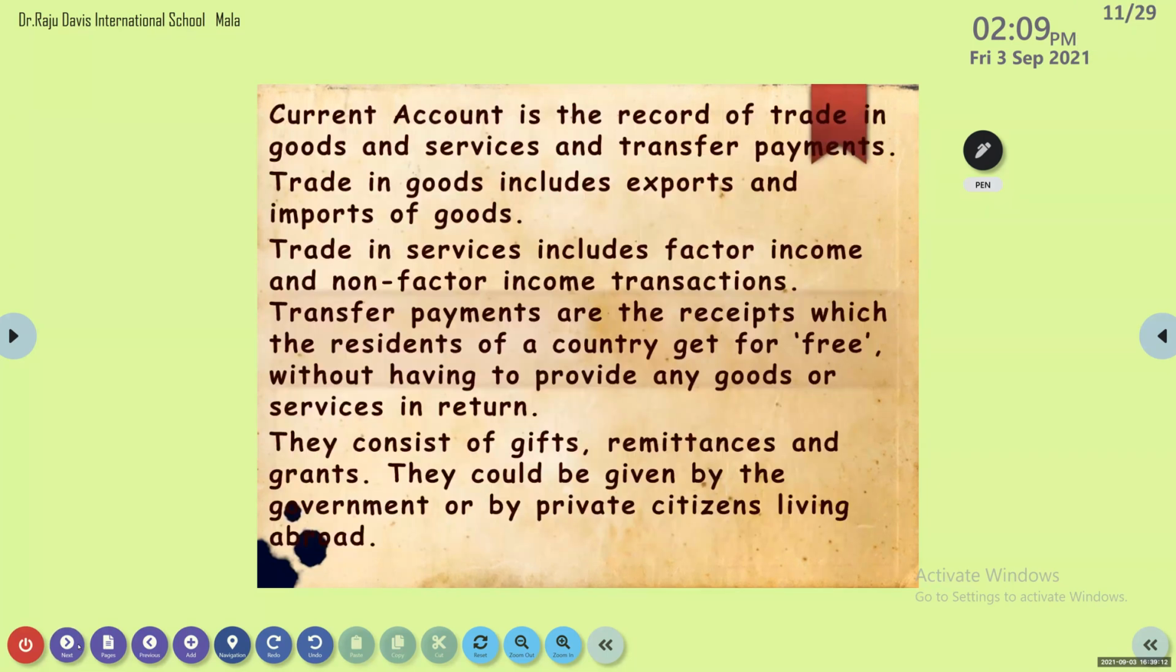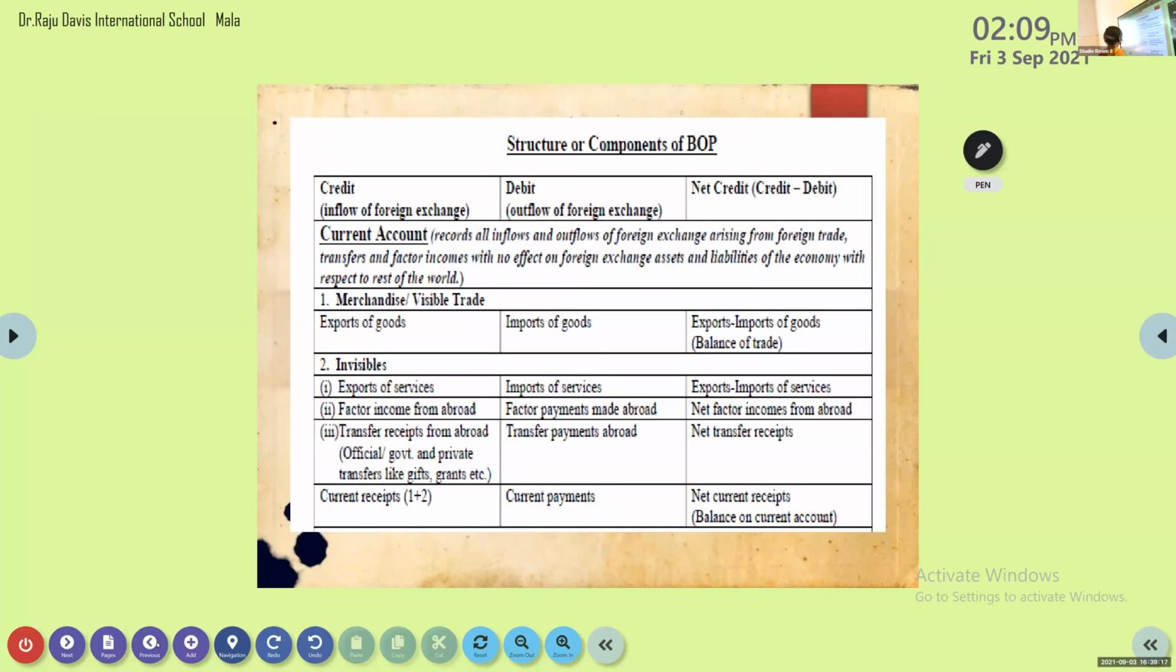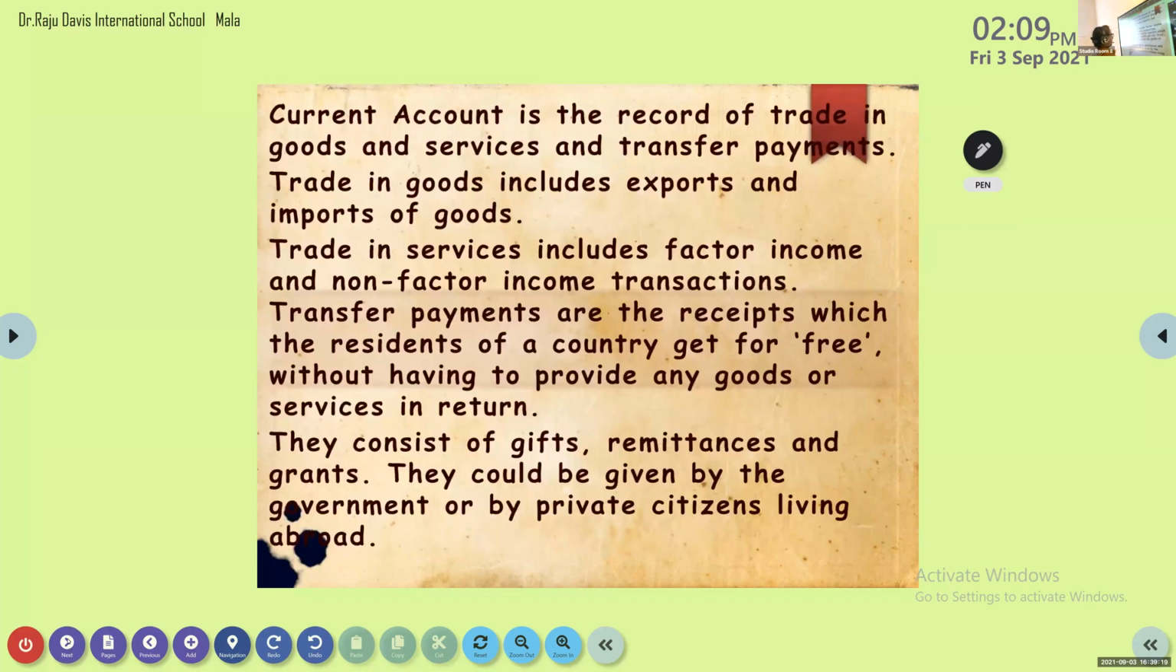Gift. Gifts, donations, and all those things come under transfer payments. And there are two types of transfer payments. Which are they, Aishwarya? Transfer payments from abroad and to abroad. Okay, in that there are also two divisions. It can be done by private or by officials. Government transfer payments are there, or private transfers also are there.